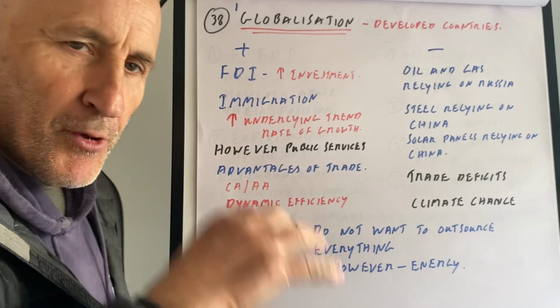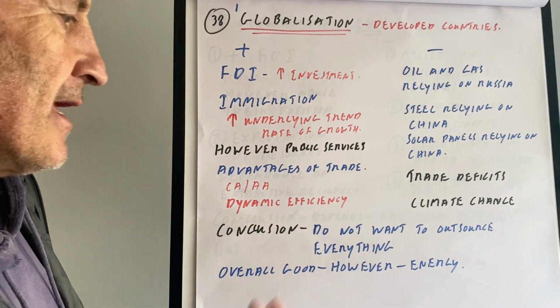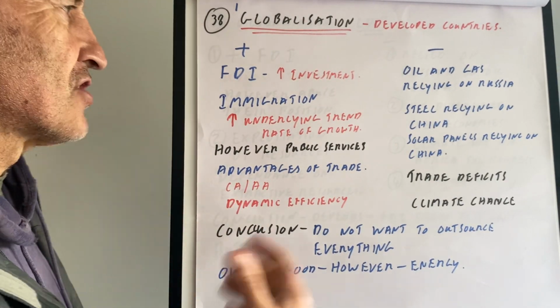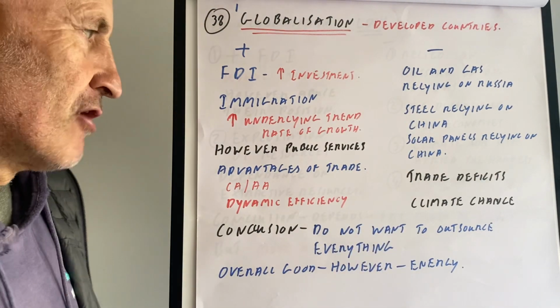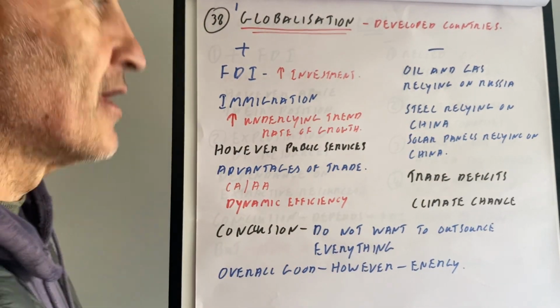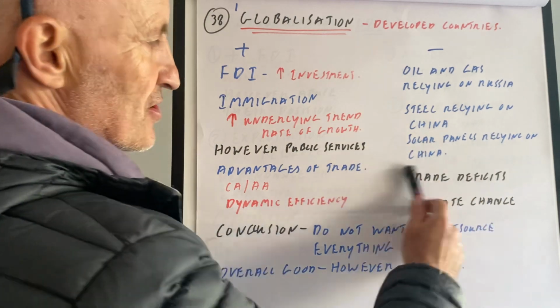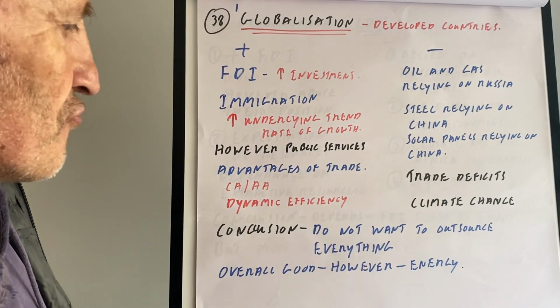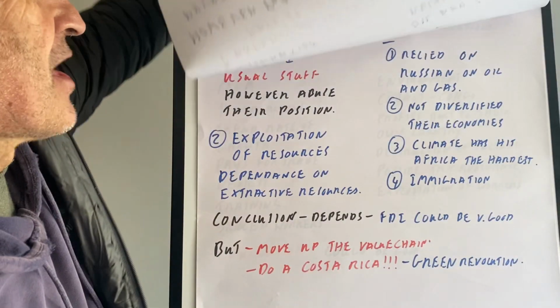Overall, it's good, but globalization has to be managed. Okay, it would help if we had more security in terms of our energy. It would help if we had our own steel industry, an even bigger steel industry. It may help if we produce our own wind turbines and solar panels, because that would just make our country much safer. Okay, so then we have globalization.